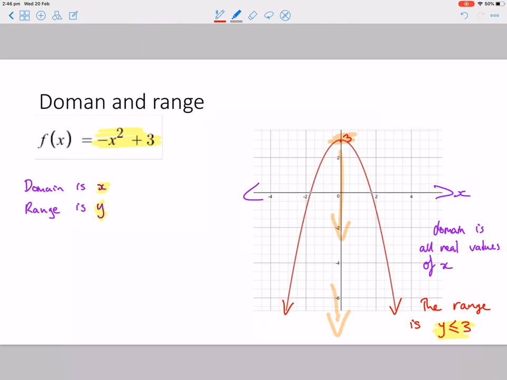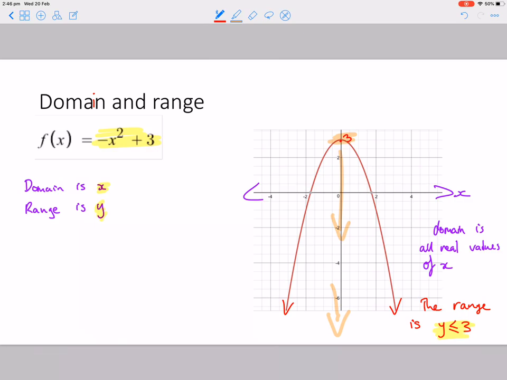So what is the domain? And I've spelt domain wrong. That's so bad. Domain is all x. And what is range? Range is all y. Okay? So it talks about that.